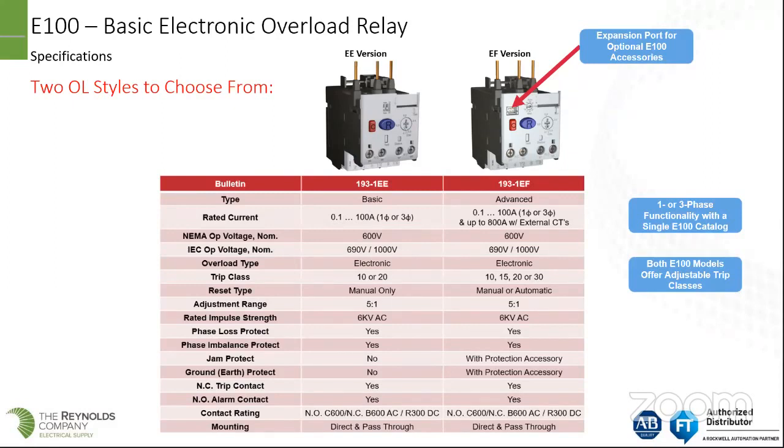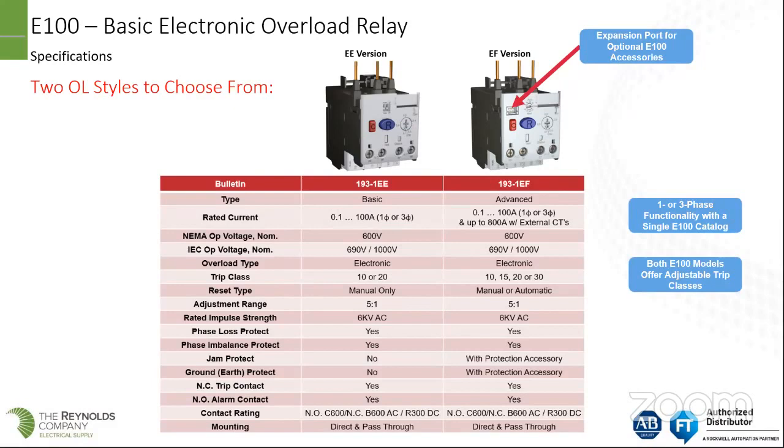The other big distinction between the basic version and advanced version, as you can see there at the top of the screen, is an expansion port for accessories. And that is for protection accessories that are available for the E100. So those are the 2 differences in the E100.